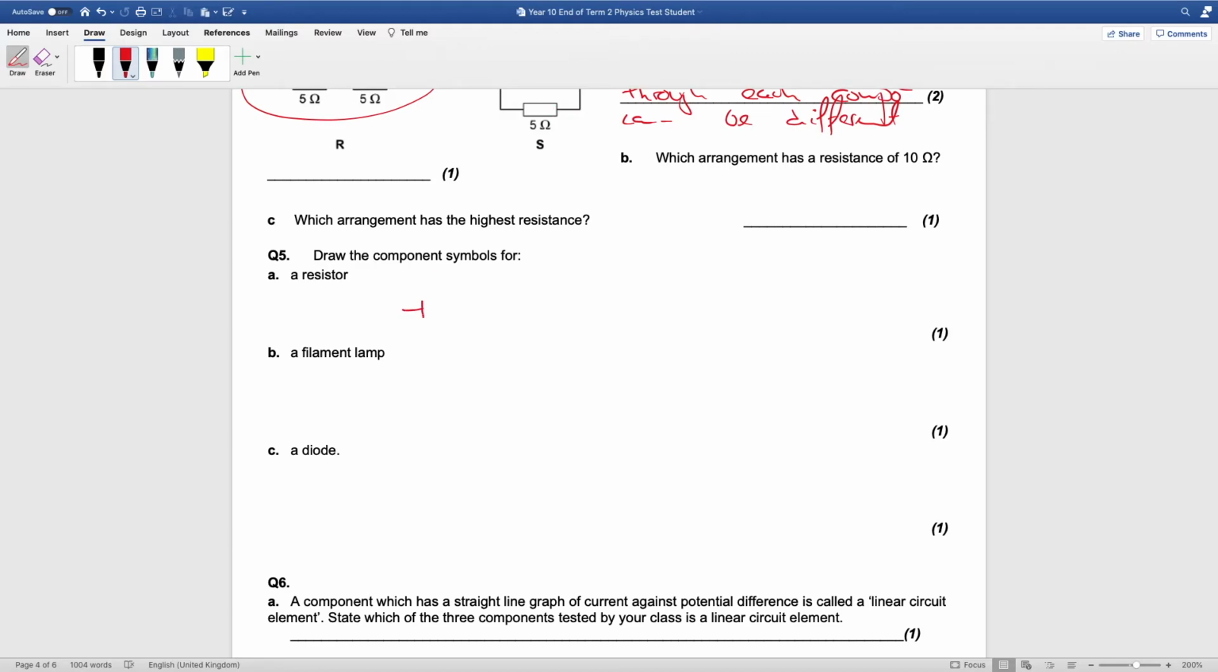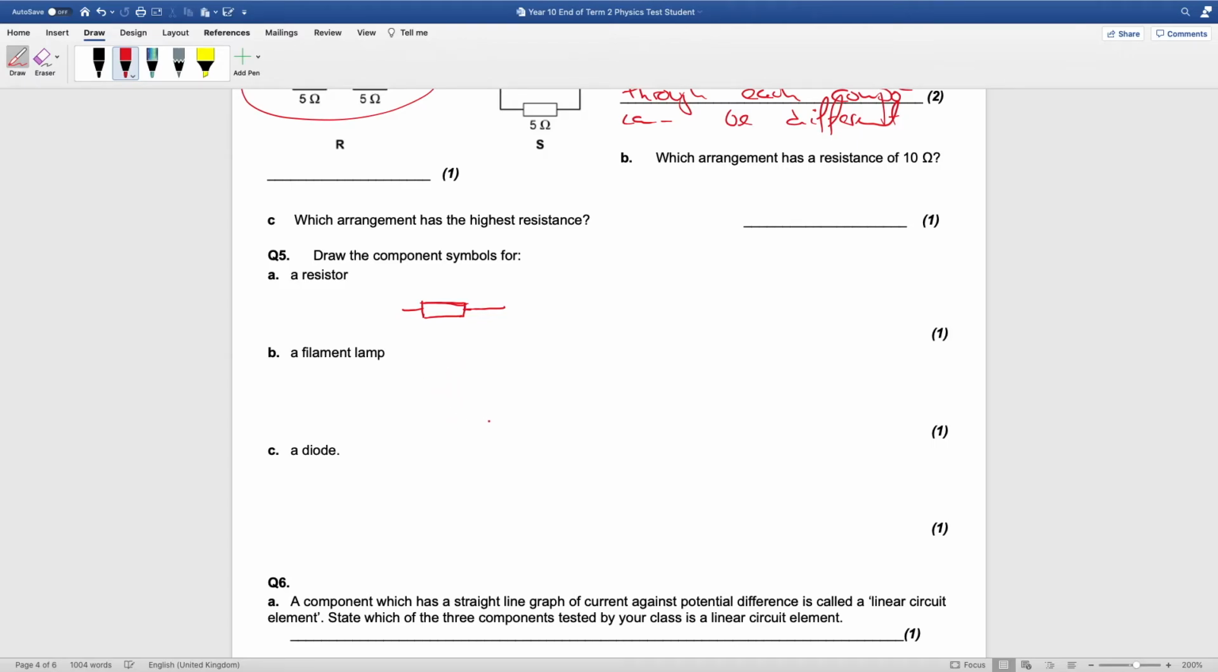When you're drawing these symbols, you have to draw them very carefully. Make sure your rectangle is a rectangle. Make sure you've got no gaps between the sides. Make sure the wires come into the ends but not into the rectangle itself. Keep it tidy.